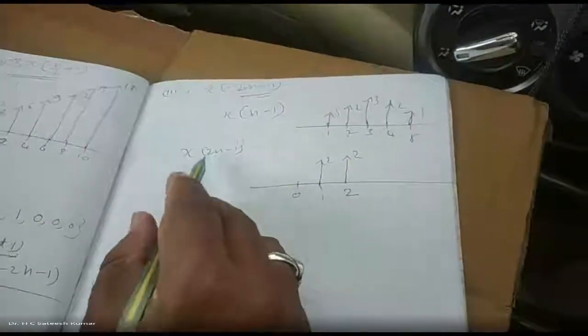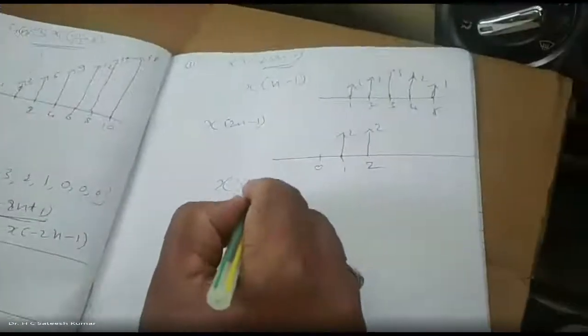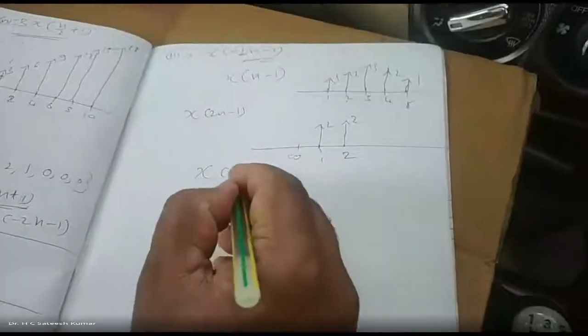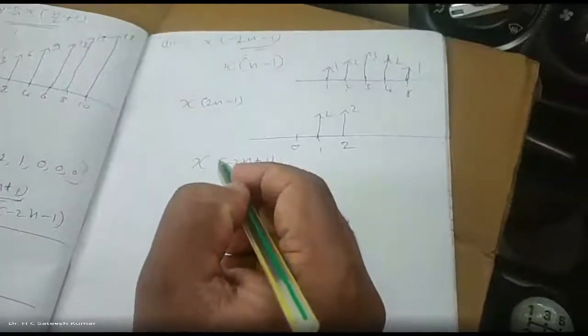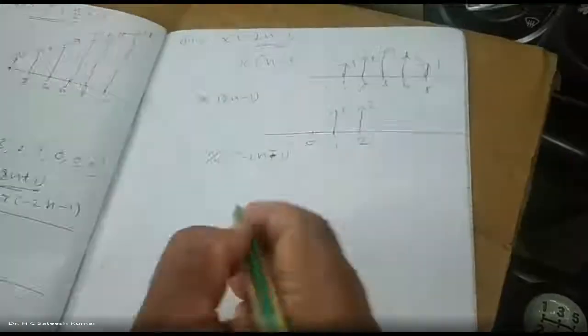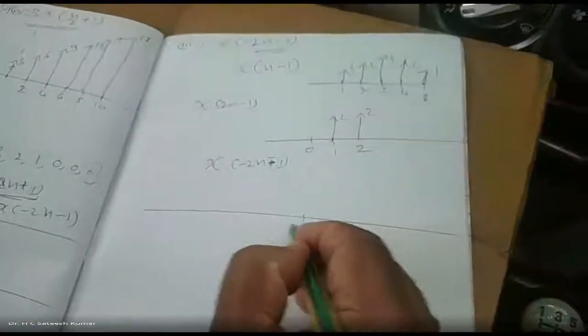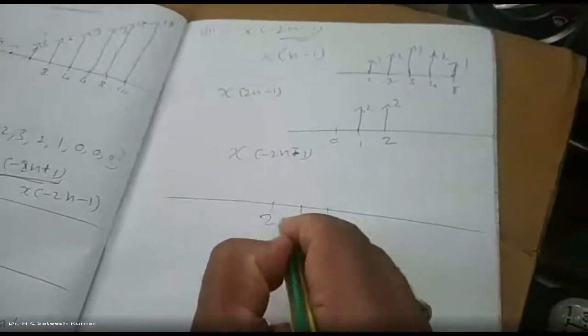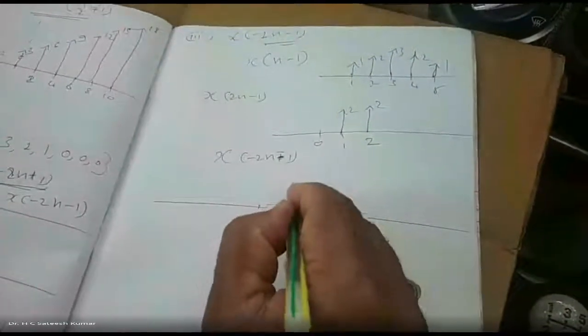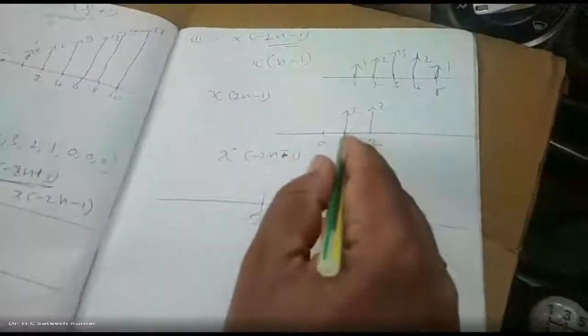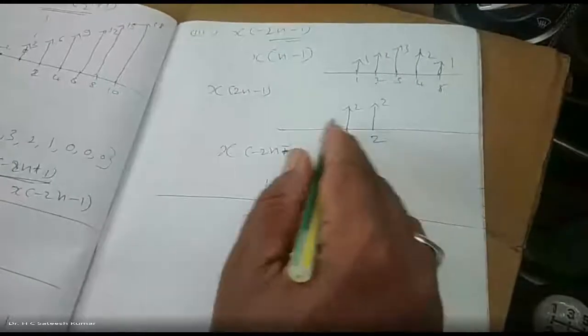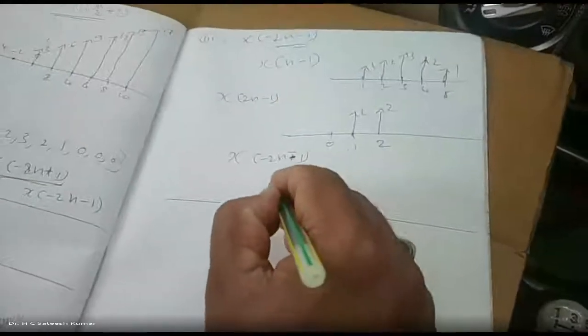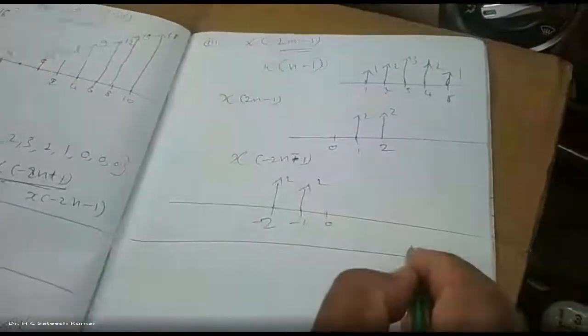Right. Next, x of minus 2n minus 1. Sorry, minus 2n minus 1. Fold it about the origin. 0, minus 1, minus 2. So you will get the signal. 0 will remain, 1 will go to minus 2, minus 1, 2 will go to minus 2. Amplitude will be 2. That's it. So this is a 4 marks question in the examination.